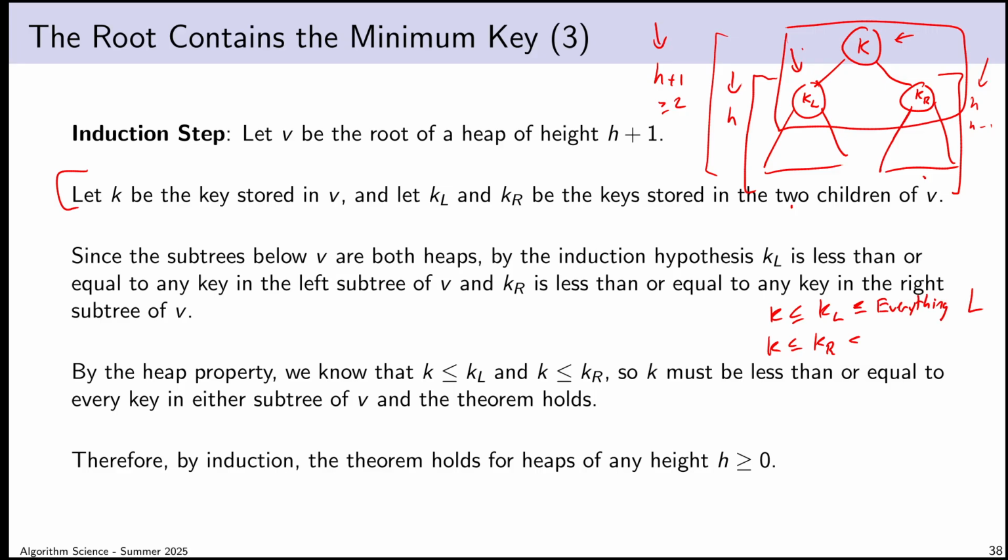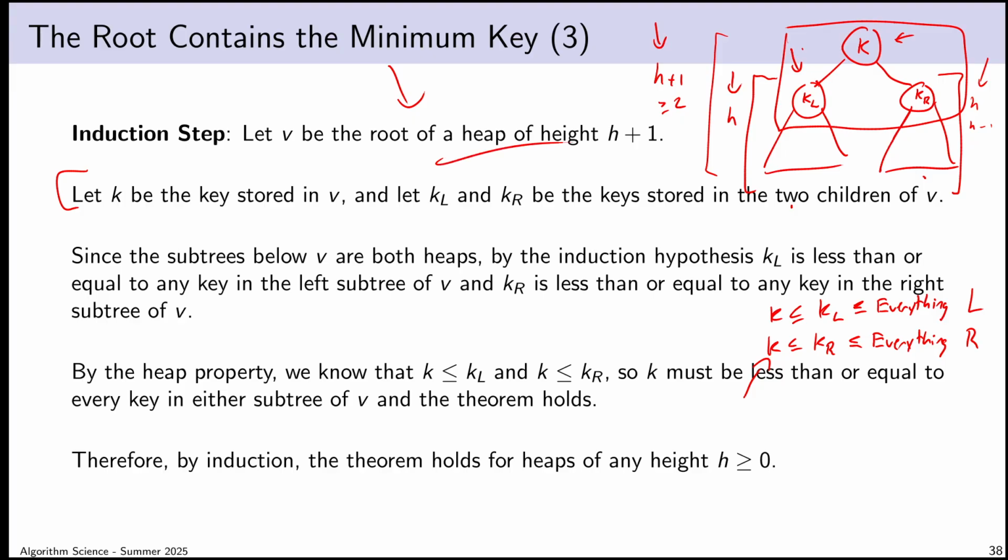And because KL is less than or equal to everything on the left, and KR is less than or equal to everything on the right, that tells me that K has to be less than or equal to everything in the heap. And so the theorem holds. So what I've shown is that if I take any heap, notice how there's no qualification here besides that its height is h plus 1.